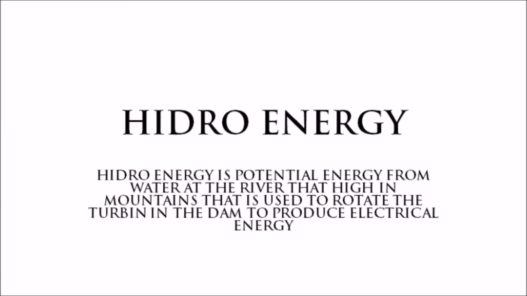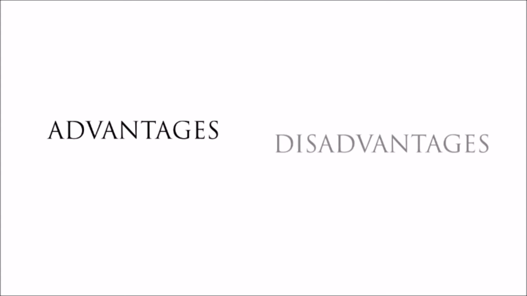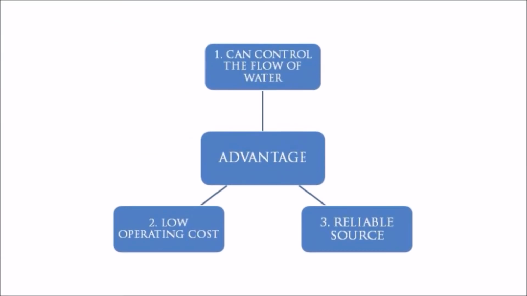Hydro energy is potential energy from the water in the river in the high mountains that is used to rotate the turbine in the dam to produce electrical energy. However, this energy has advantages and disadvantages. The first advantage of hydro energy is that it can control the flow of water. Building the hydro dam can make the flow of the water more organized.